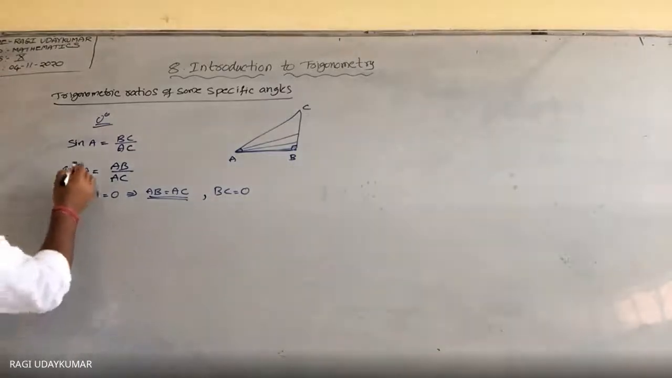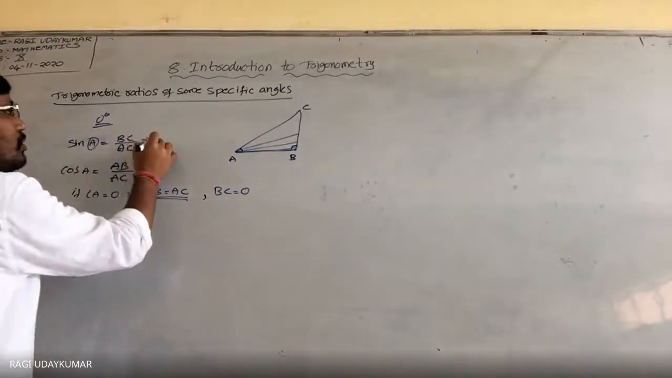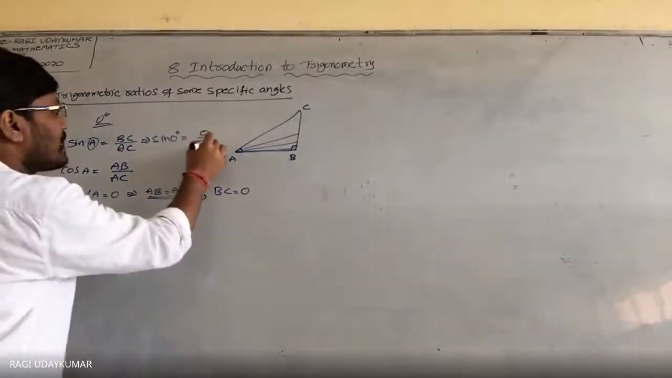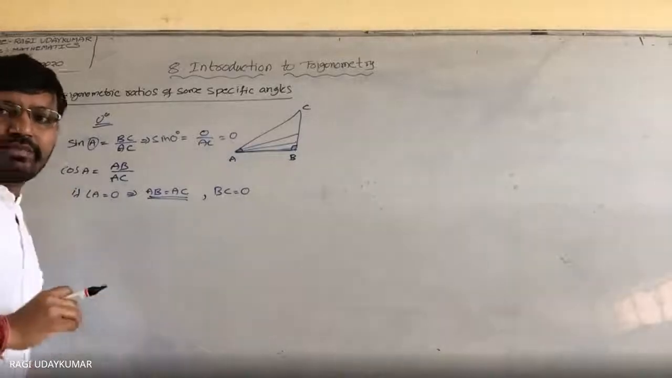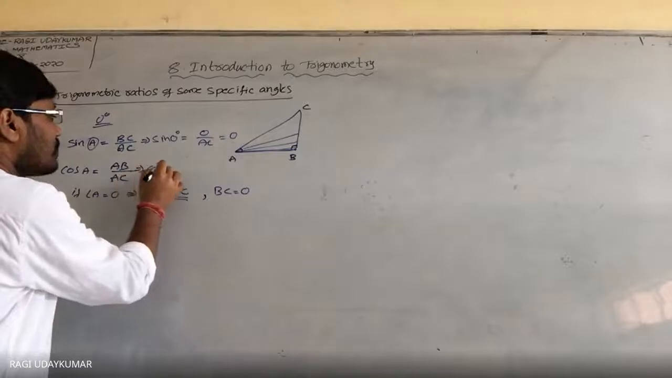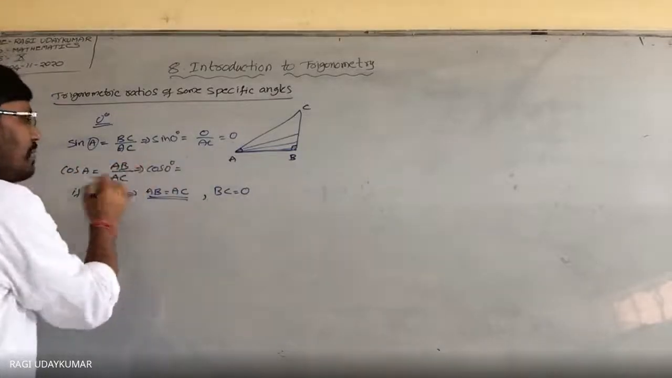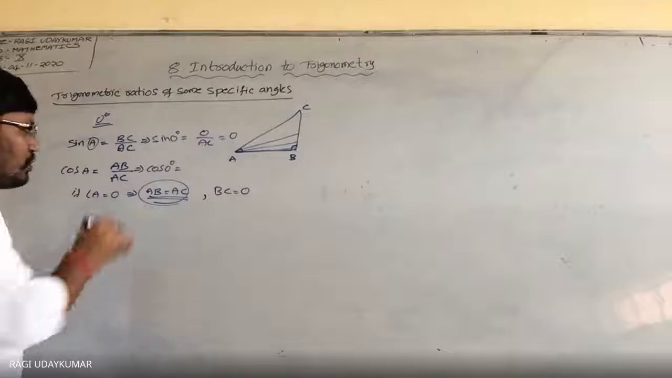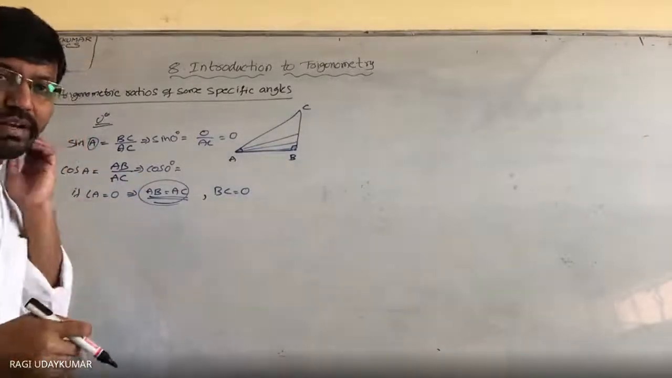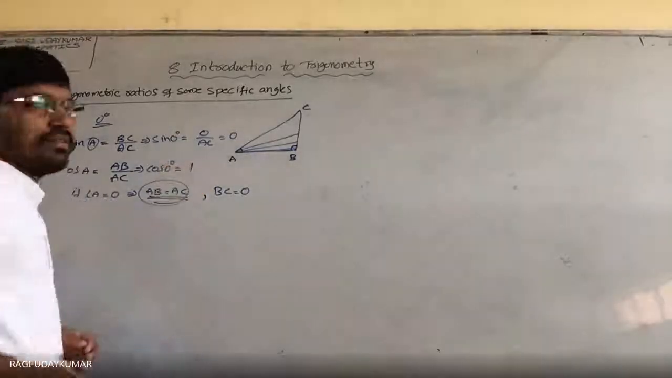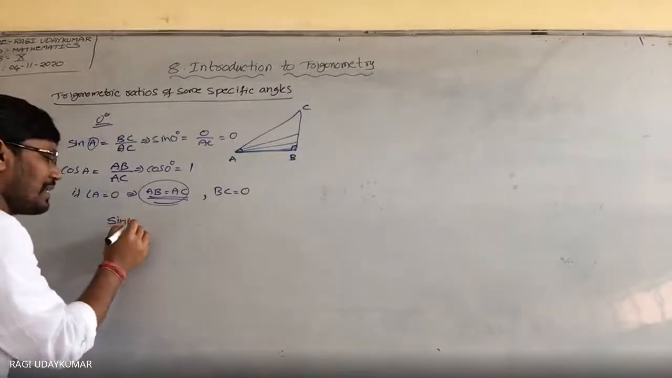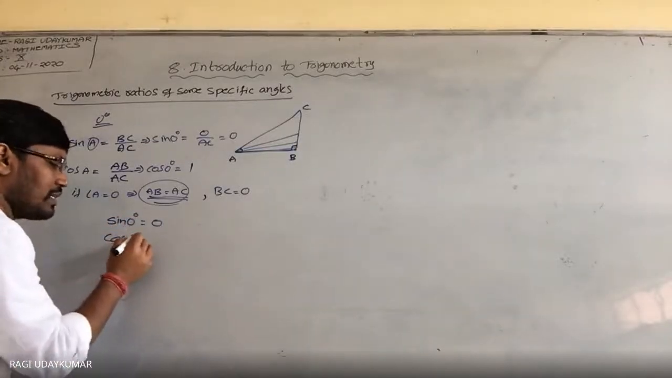Sin 0 degrees. Here this becomes 0, so sin 0 degrees, BC is 0, so 0 by AC, that is nothing but 0. Sin 0 degrees value is 0. And cos 0 degrees, if you take cos A, AB by AC, and AB and AC are both equal. If you divide two equal quantities, you are going to get 1.